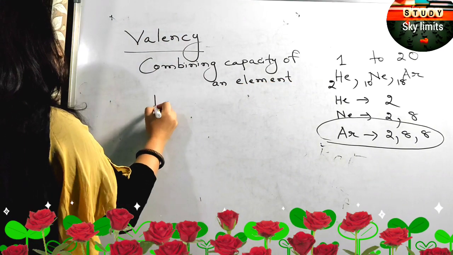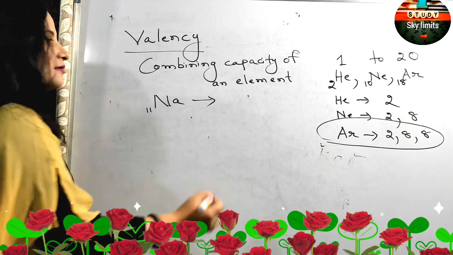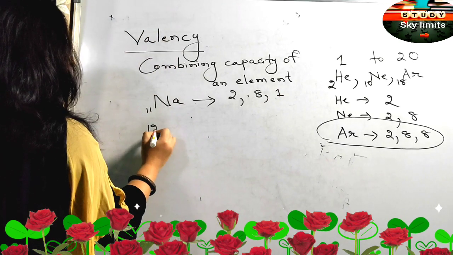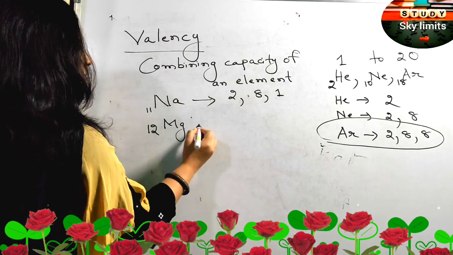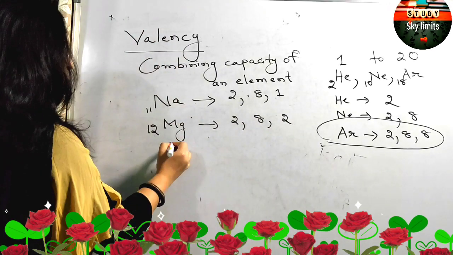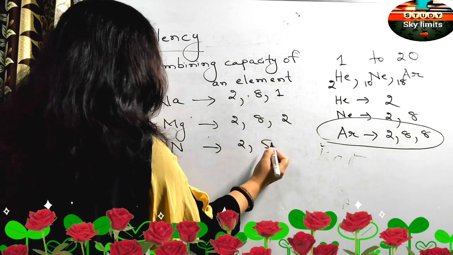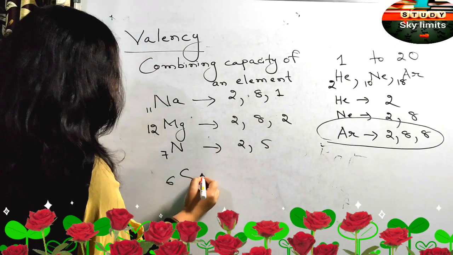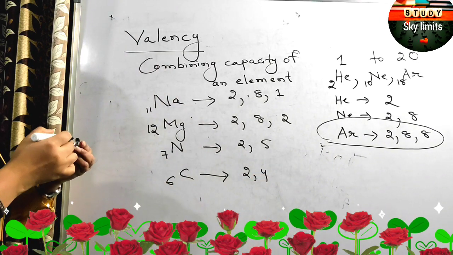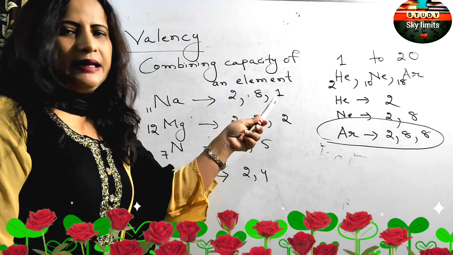Let us take the example of sodium. Atomic number is 11, and 2, 8, 1 is the electronic configuration. Let us take the example of magnesium: 2, 8, 2. Let us take the example of nitrogen: 2, 5. Let us take the example of carbon: 2, 4. Okay. So now, what does valency mean? Valency is the combining capacity of an element, right?